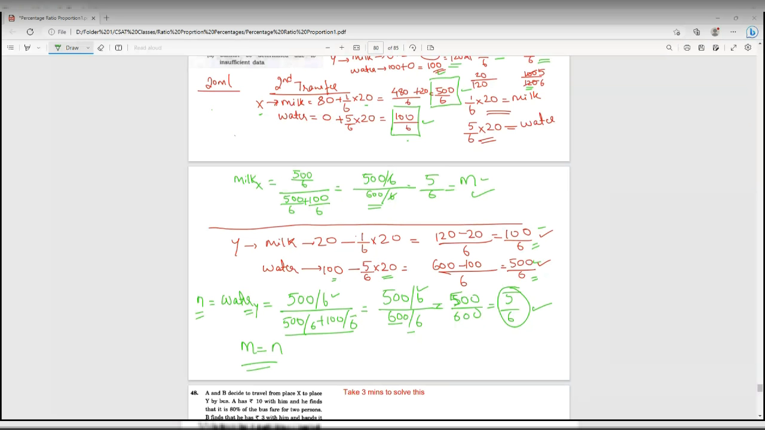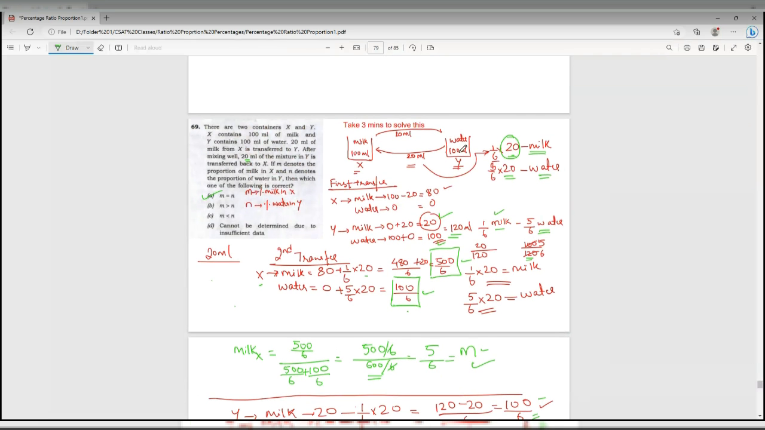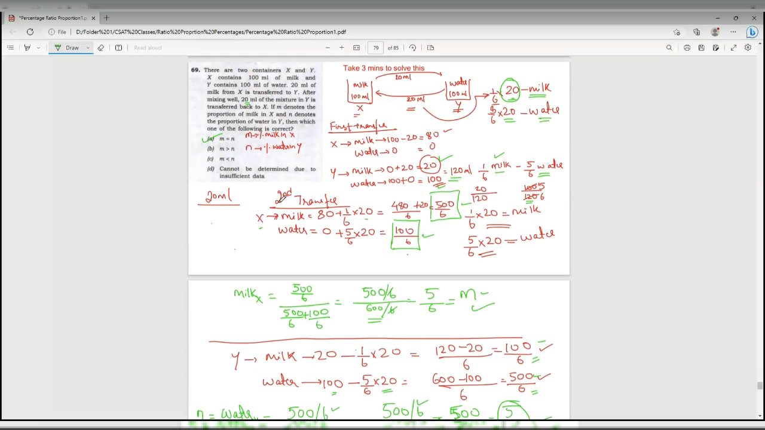Okay. So in the second transfer, what they have done is from Y they have transferred the amount of 20 ml back to container X. When the first transfer happened, in container Y the milk was 20 ml. This 20 ml came from container X, and earlier 100 ml water was already in Y, so total volume became 120 ml. They are mixing it properly, so this ratio would be uniformly distributed throughout the solution.